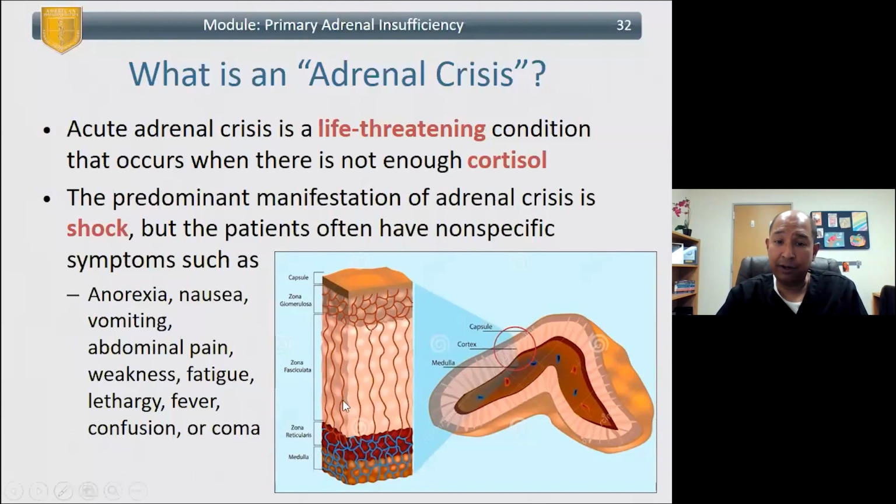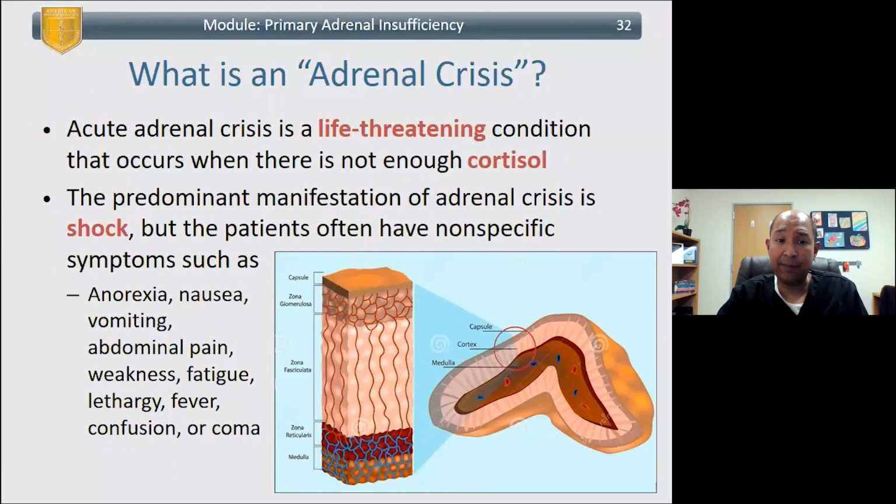So I put this picture here because when we talk about the adrenal gland, there's the cortex, and of course there's the medulla. The cortex is subdivided into the zona glomerulosa, which makes aldosterone. The zona fasciculata is the biggest chunk here, and it makes cortisol, influenced by ACTH. And of course, you have the zona reticularis that makes the androgens.